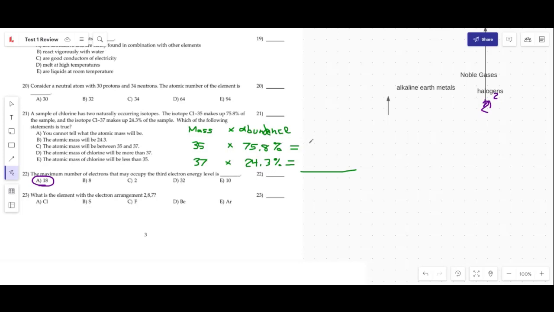So 35 times 75.8 is 2,653. And 37 times 24.3 is 899.1. So once I have multiplied the mass of each one by its appropriate abundance, and I add those together, that's going to give me 35.52.